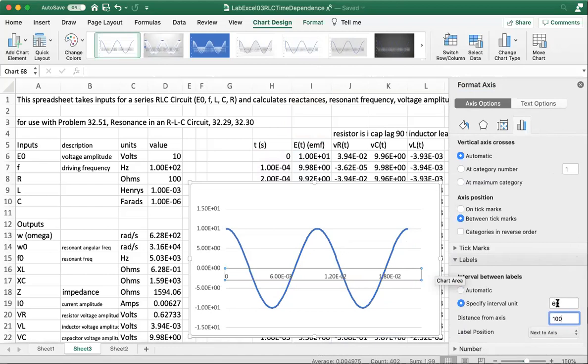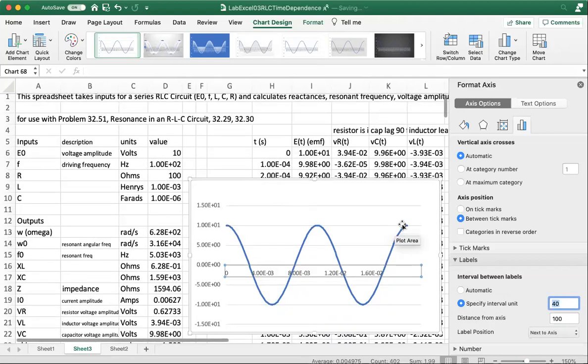Maybe 100, I'm not sure. Maybe if I do 100, then there'd be only one label on the whole thing. Yes, so I think 100 is like a percentage, I guess. If I do like 40%. Okay. All right, so, well, we've got our 2 cycles. We got 1 cycle, 2 cycles. So that's what we counted on. And this is the driving EMF.